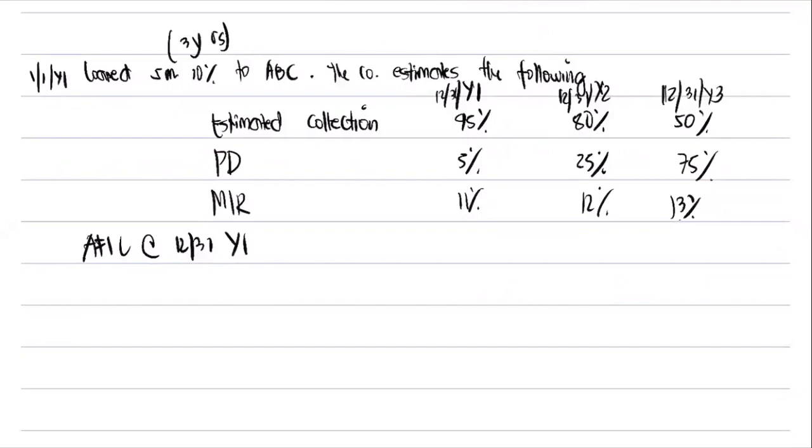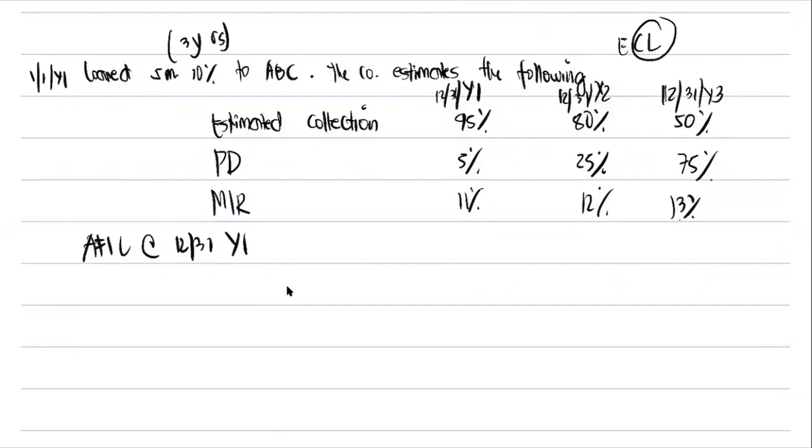So, ito yung example ulit natin. January 1, year 1, loan 5 million, 10% to ABC Bank. The company estimates the following. So, ina-estimate na natin as early as January 1, kasi nga, we expect the credit loss. So, we have your estimated collection. That is the probability of collection based on the amount loaned.